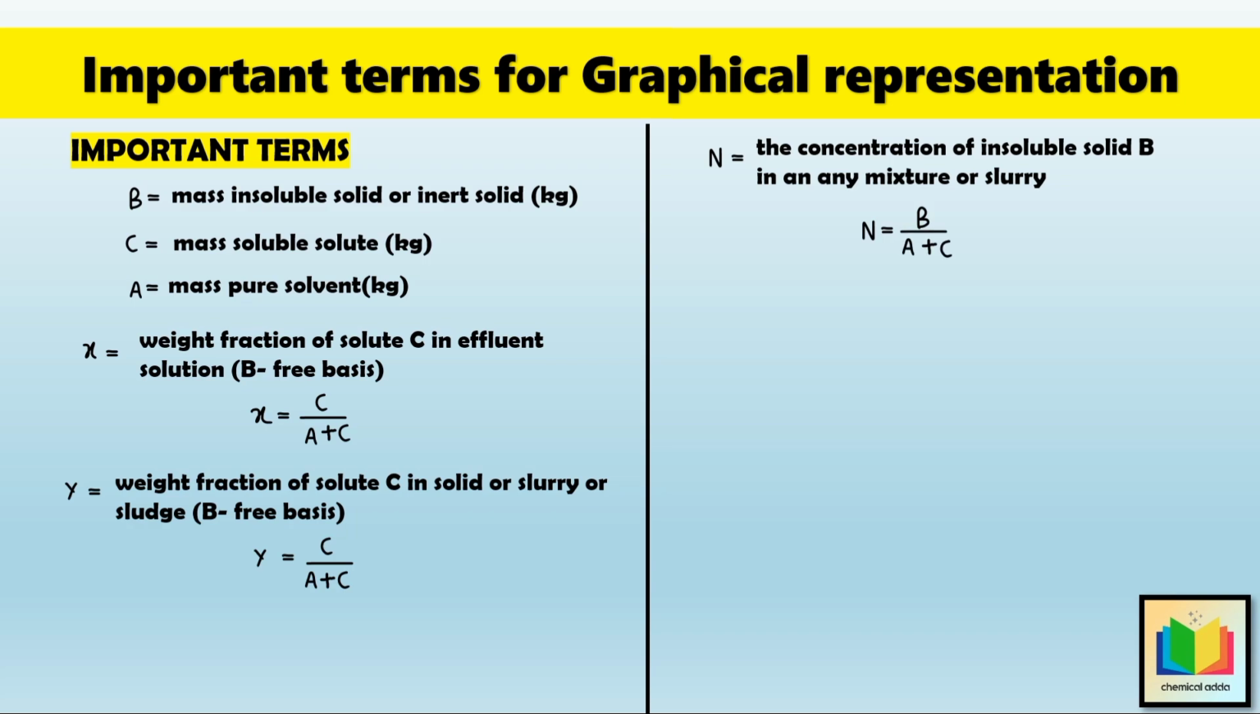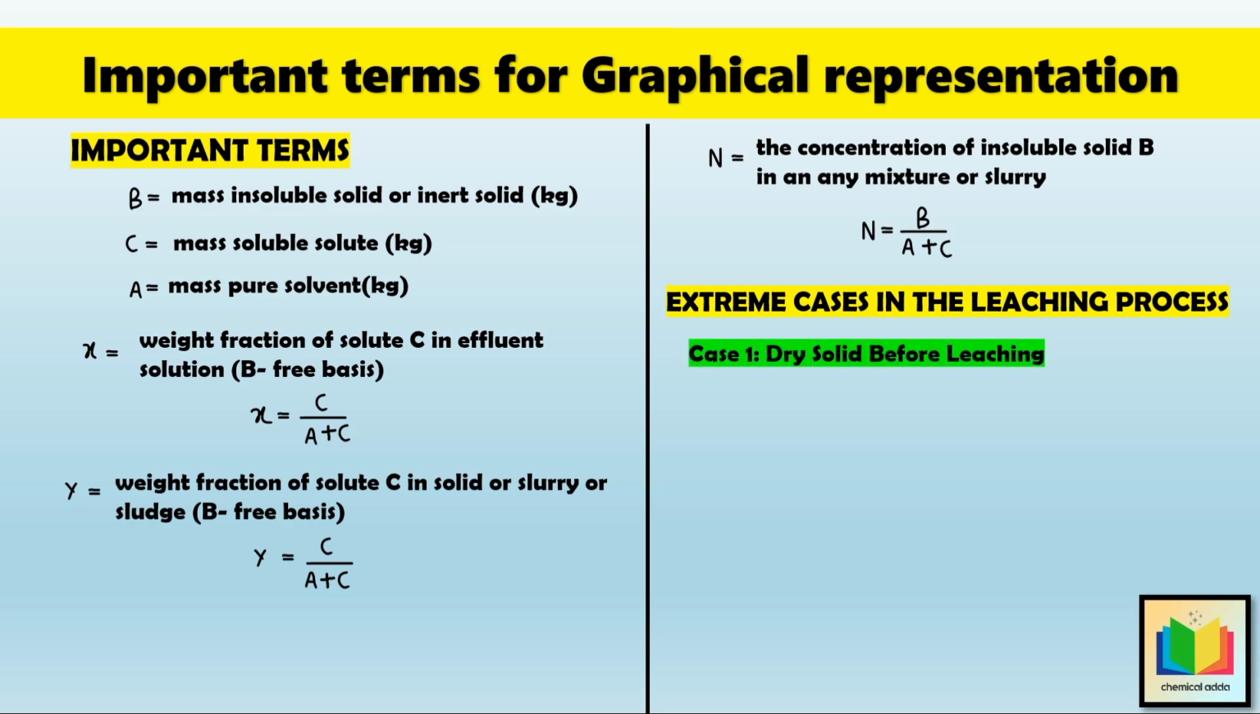Now, let's discuss what will be the value of N, Y, and X in two extreme cases of leaching, which help us in understanding practical equilibrium conditions in leaching. So the first case is dry solid before leaching. In this case, solid is completely dry before the leaching process starts. That means there is no solvent, A, present in the system. That's why we can consider A is equal to 0.